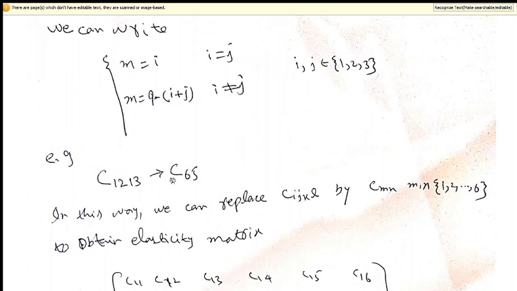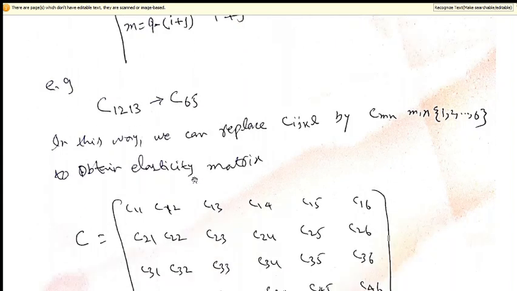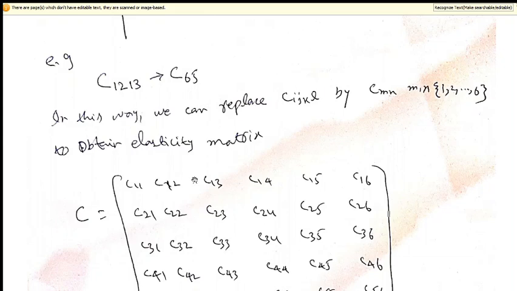C1213 in two index notation. This is four index notation, 1213. In two index notation we can write 12 as 6 and 13 as 5. So C65.